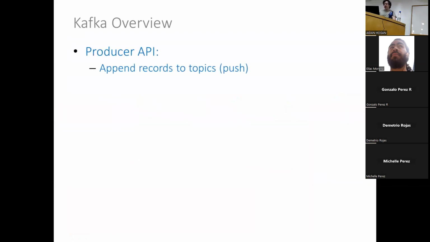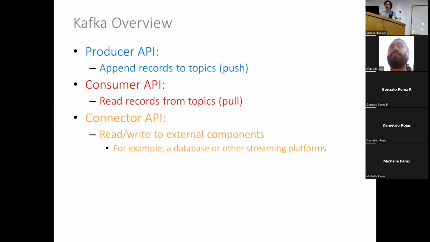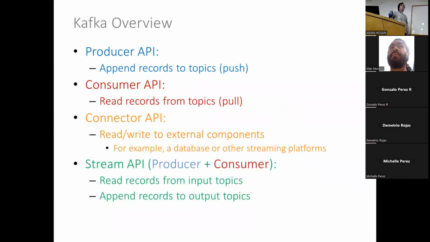The producer API allows us to append records to topics via push. The consumer API reads records from topics via pull. The connector API allows us to read and write to external components, for example a relational database, NoSQL database, or other streaming platforms. And we call the streaming API the combination of the producer and consumer APIs, so we can both read and write with respect to Kafka. Any questions or doubts?